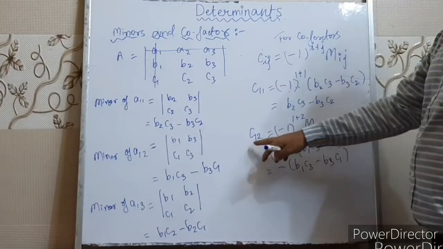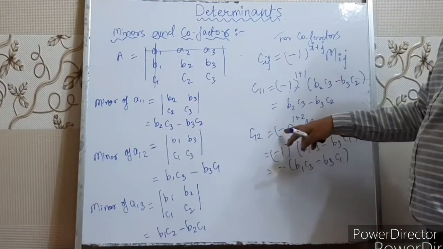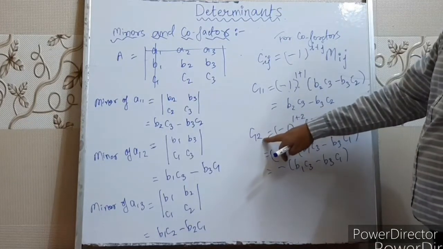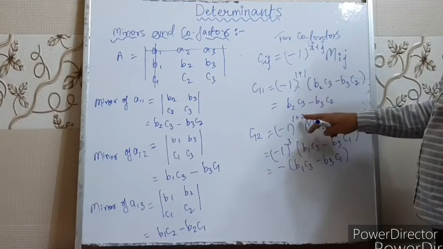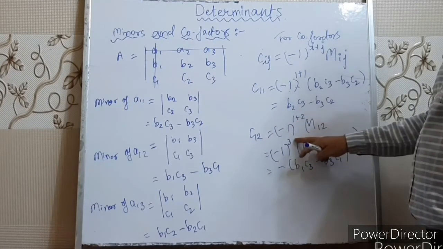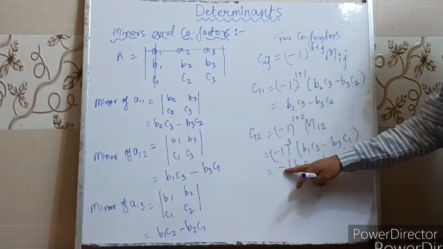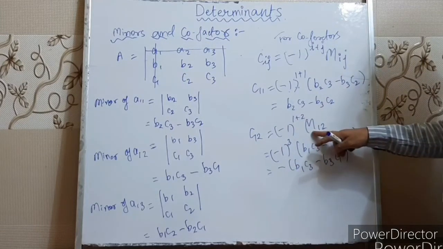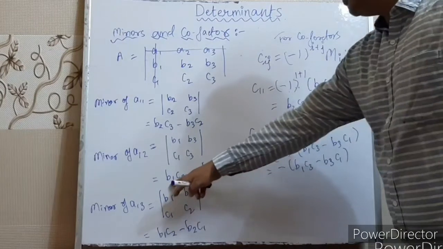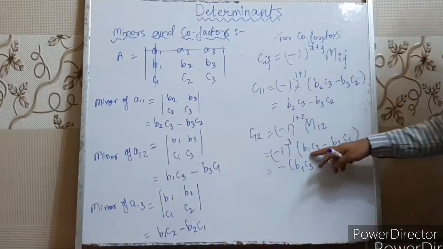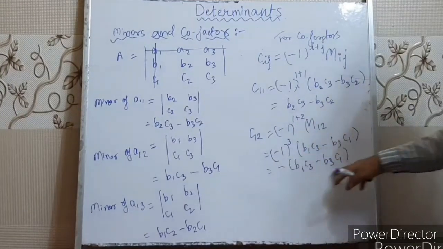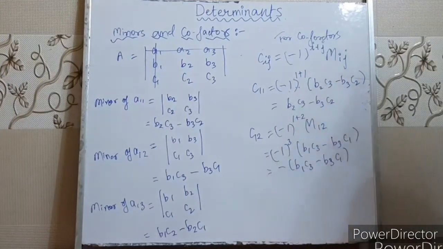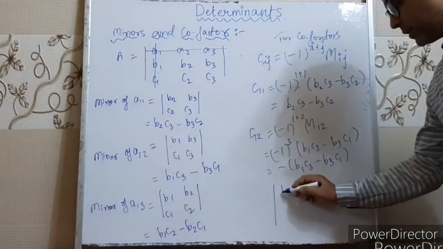Now see the cofactor of first row and second column. Here the value of i is 1, the value of j is 2. Right, children? So minus 1 to the power 1 plus 2, that will be 3, and minus 1 to the power 3 is minus 1, right? The minor of first row and second column is B1, C3 minus B3, C1. The minor value we have already calculated, so just put it here, and with the minus sign, this becomes the cofactor. Right? For calculating cofactor, children, remember this.